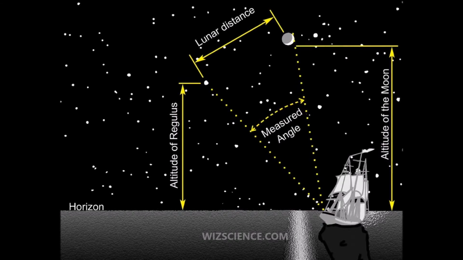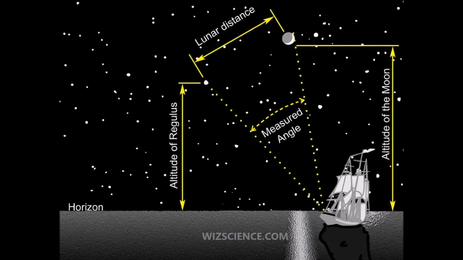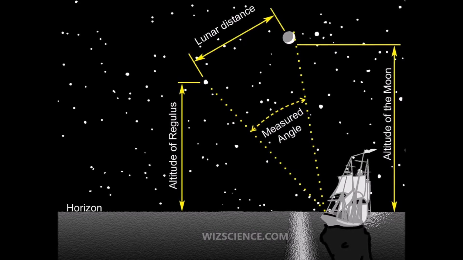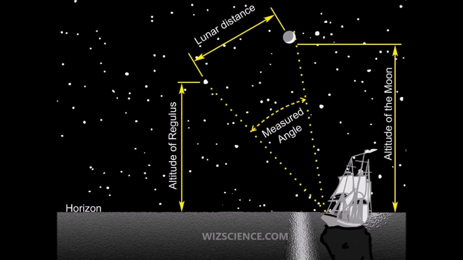At that moment, anyone on the surface of the Earth who can see the same two bodies will observe the same angle. The navigator then consults a prepared table of lunar distances and the times at which they will occur. By comparing the corrected lunar distance with the tabulated values, the navigator finds the Greenwich time for that observation.